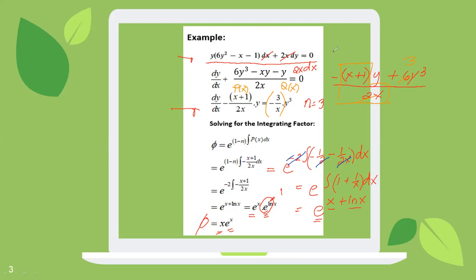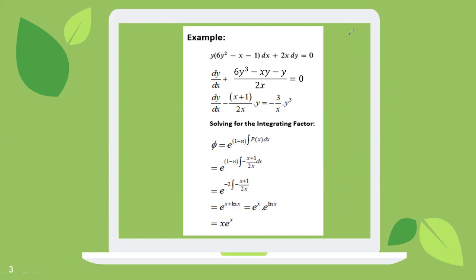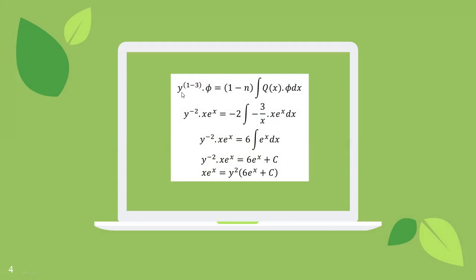Okay, so I will clear all the markings. So if you have that already, you go to the formula. So y raised to 1 minus n times the phi. This is your phi. Your 1 minus n is negative 2. Your q of x is negative 3 over x. And this is your phi again, which will cancel out the x's. Okay. So you have a negative 3 and a negative 2. That would be a 6 e raised to x dx.